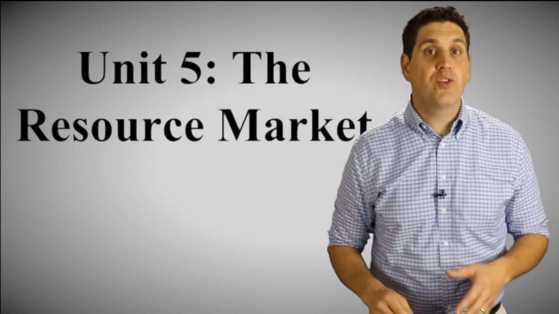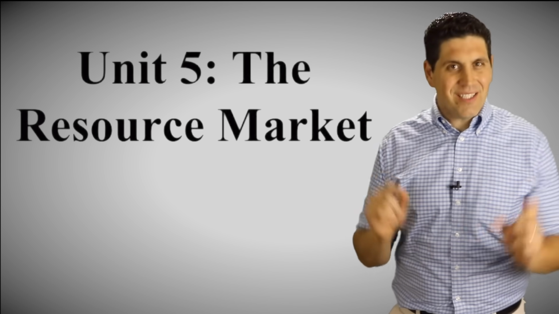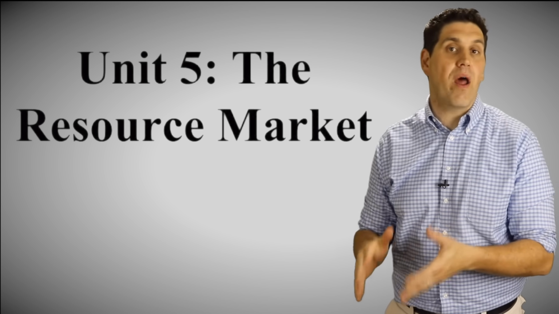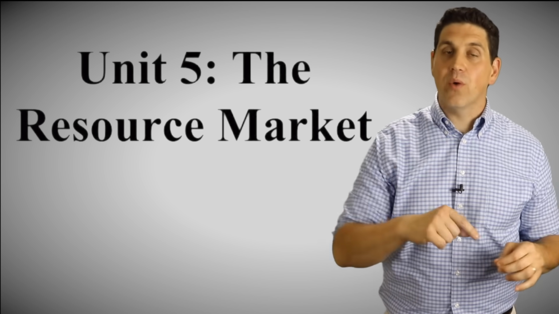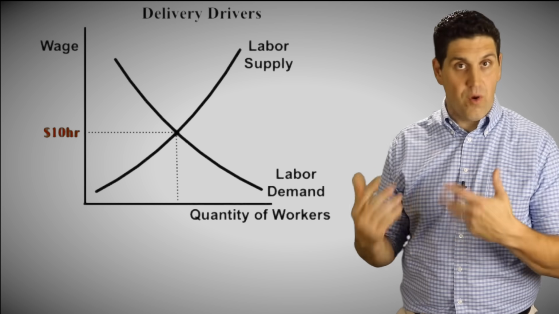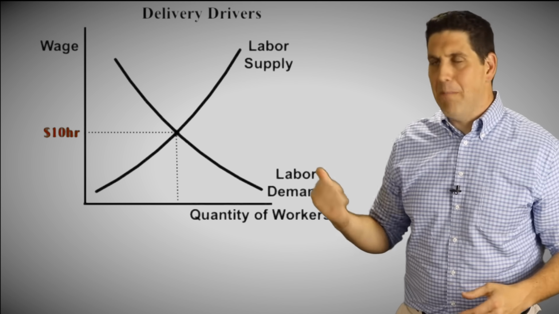Okay, now we're talking about the resource market. Unit 5 talks about supply and demand now for labor. Remember, just like we mentioned before in the circular flow model, businesses sell products in the product market, but they also hire resources in the resource market. So now the demand is the demand by firms for workers, and supply is by you and me. Individuals are supplying, and businesses are demanding.